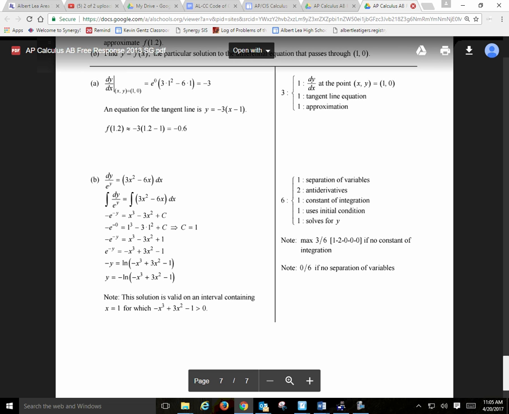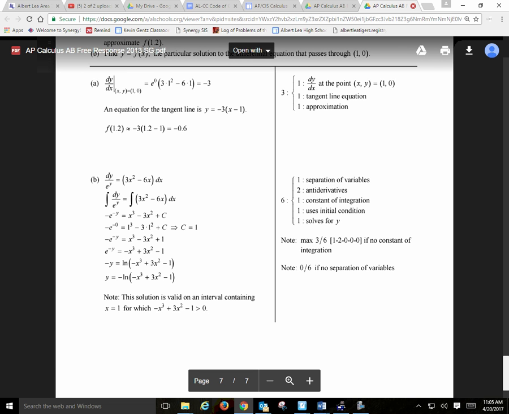Now look at how easily you can gather points. If you just separate the variables, so the dy over e to the y or 1 over e to the y dy, and then the x over dx to the other side, that gives you a point just for doing that. Finding both antiderivatives, solving for the constant of integration gives you a point using the initial condition of 1, 0. Then obviously your final answer.